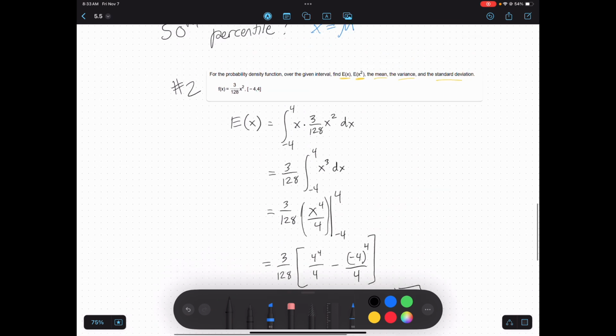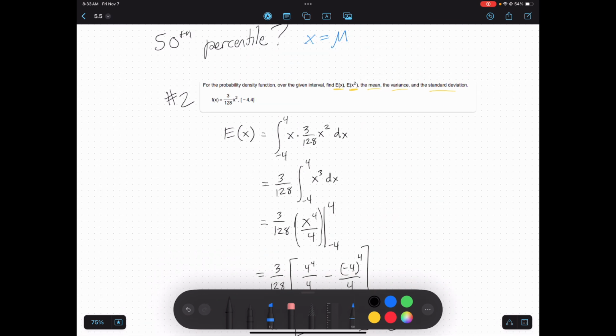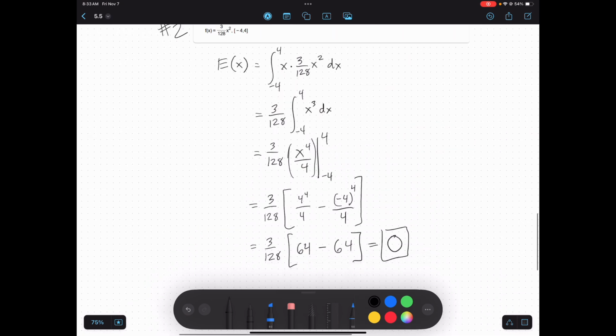Pretty cool. But if you think about this distribution function, it actually makes sense. My bounds are symmetric. I'm starting at -4 and ending at +4. And an x squared function like this, if I don't have anything added to it, is also symmetric. So it makes sense that the expected value would be right in the middle. So there's E of x.